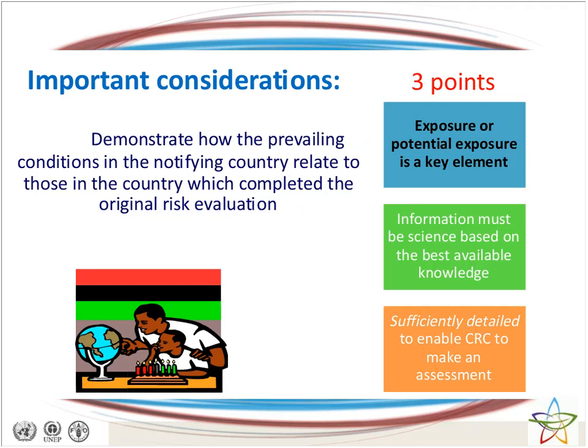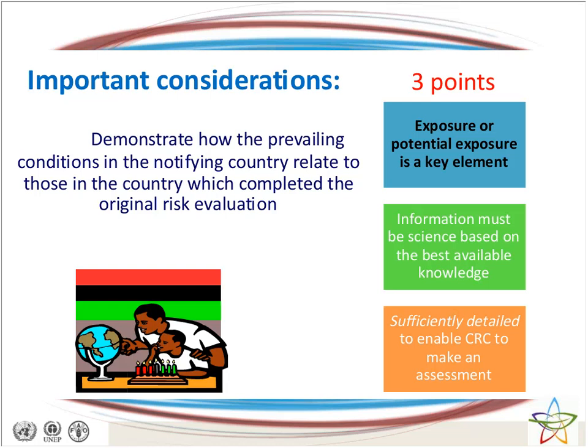And so to demonstrate exposure, it is important to provide, for example, examples of how the chemical is used in the country, or data or surveys to demonstrate the effect of the exposure and the impact of the exposure at the national level. This will allow for the data to be sufficiently detailed to enable the CRC to make an assessment.